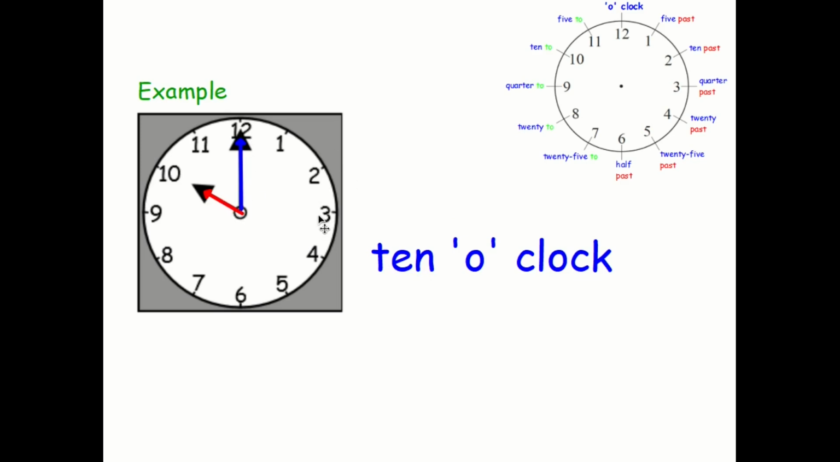So for each example we're going through, see if you can say out what the answer is before I tell you what the answer is, to see if you're getting these right. Because when you look at your exercise, it will not have those hands on it to tell you which one is the minutes and which one is the hours. But the minute hand, remember, is always the longer one. The hour hand is always the shorter hand.